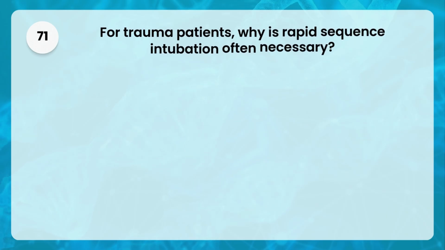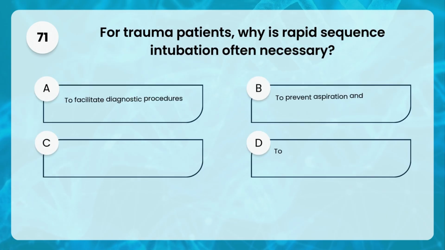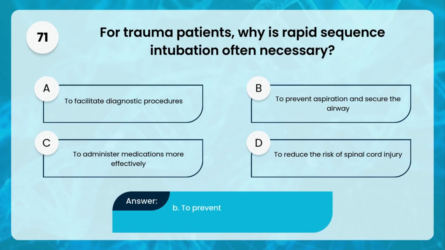71. For trauma patients, why is rapid sequence intubation often necessary? A. To facilitate diagnostic procedures. B. To prevent aspiration and secure the airway. C. To administer medications more effectively. Or D. To reduce the risk of spinal cord injury. The answer is B. To prevent aspiration and secure the airway.